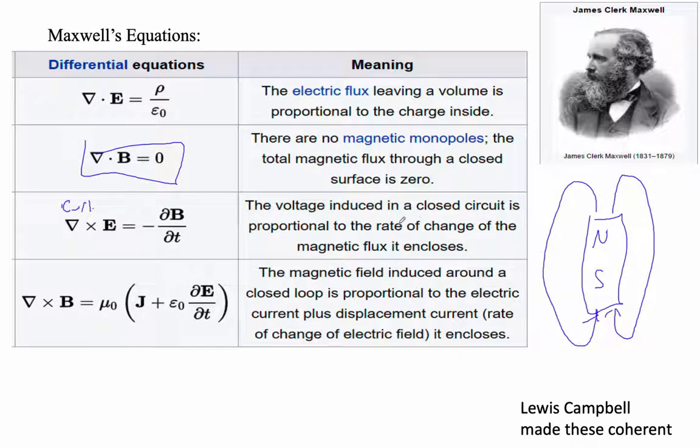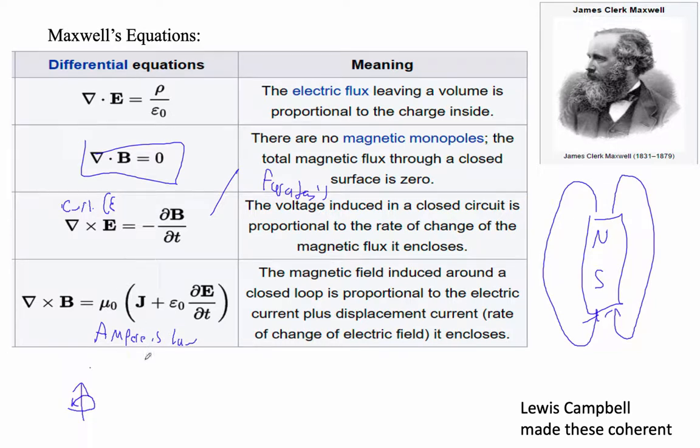So this is saying that the curl of the electric field, basically the EMF, is proportional to the rate of change of the magnetic field. So this is Faraday's law. This is induction. This is the chapter we're doing right now. And then this thing here is the curl of the magnetic field. So if we have a current like this, the magnetic field curls around that wire. So this is Ampere's law.